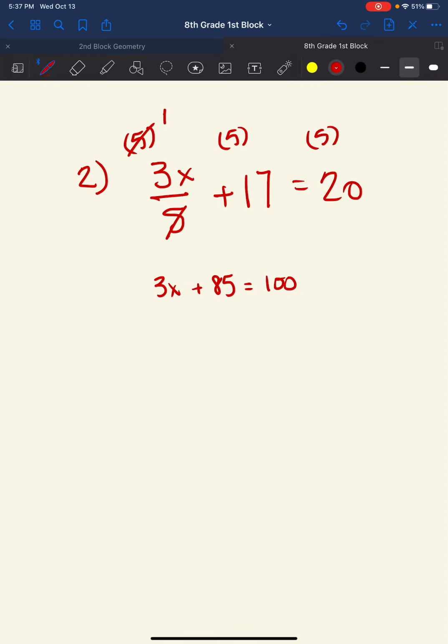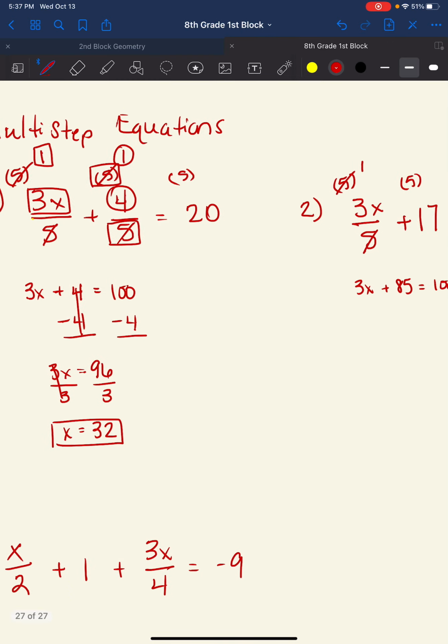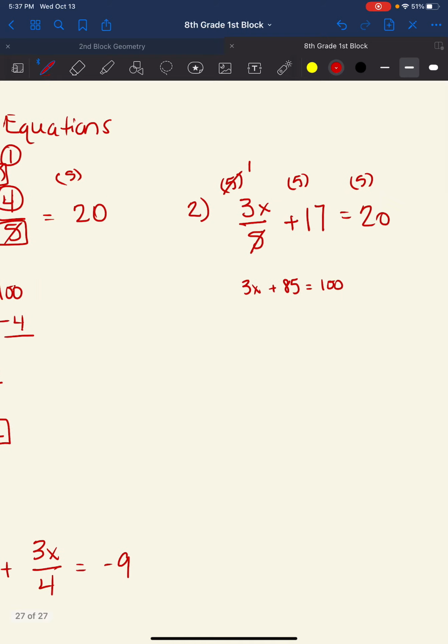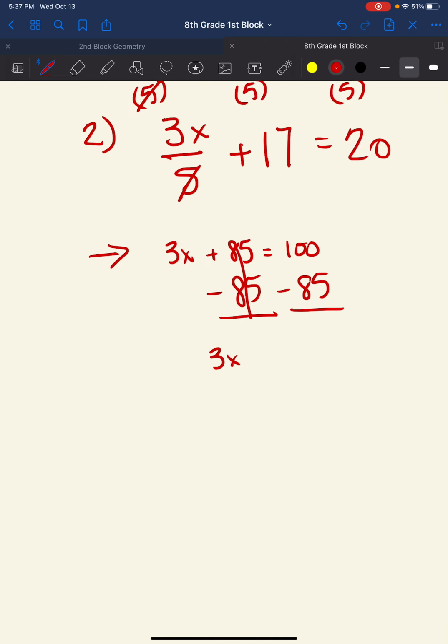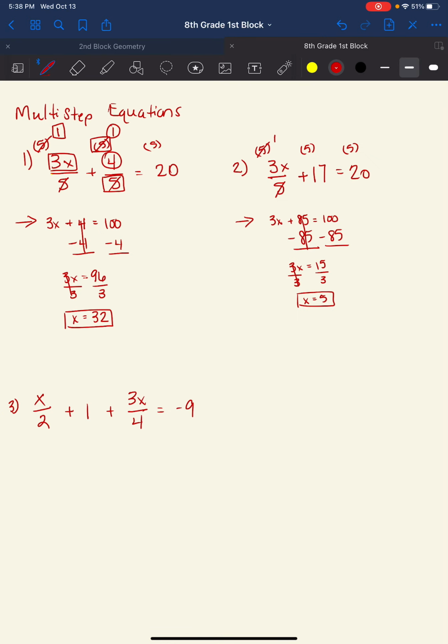Okay. All right. Now, we're back to the same problem we had just a second ago, 3x plus 4 equals 100. Same steps here, same process. I'm going to take and subtract my 85. All right, so if I subtract 85 from 100, I end up with 3x equals 15. All right, now I can divide by my 3, and x equals 5.